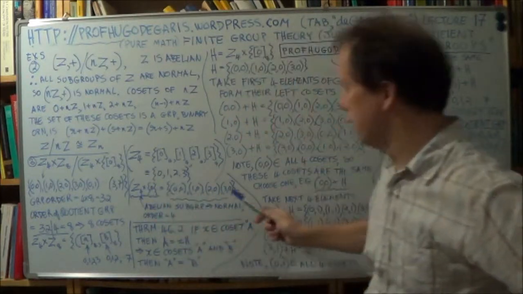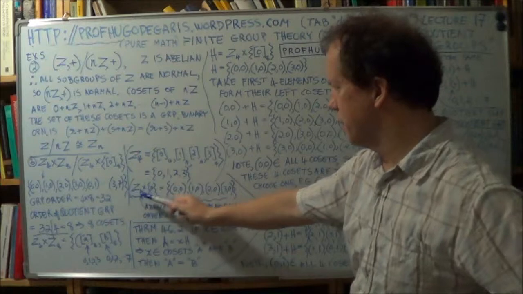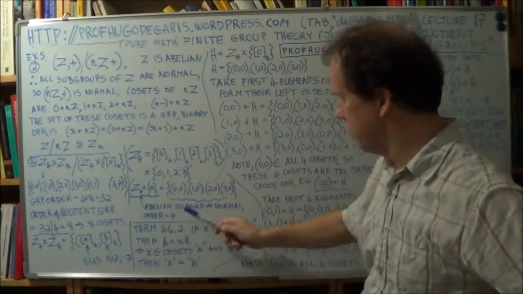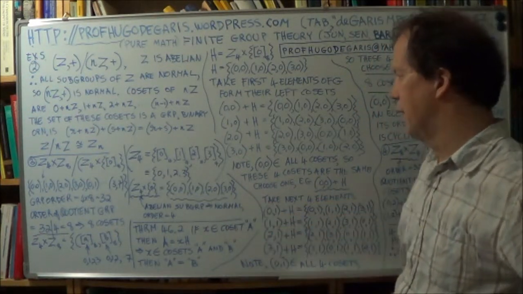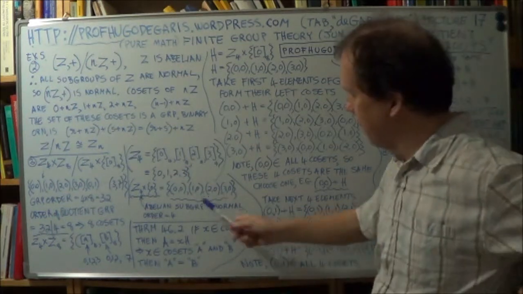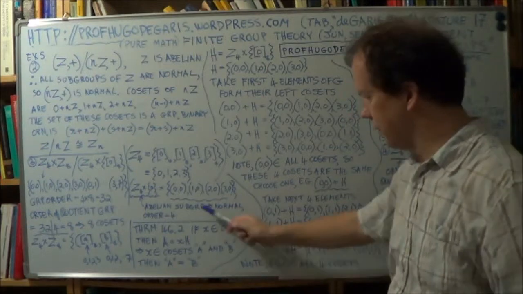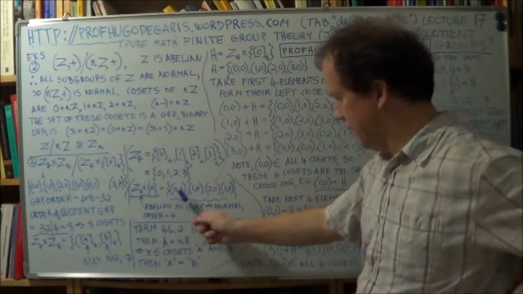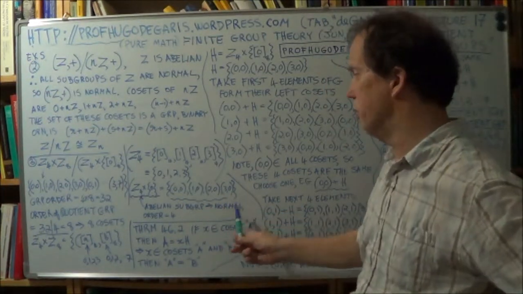Actually, I should have mentioned that. This is normal, but have a look at it. If you write it out in short, it's of this form, okay. And the binary operation between these elements is plus, and so you're just adding numbers effectively. And a plus b is the same as b plus a. So this is a group, and it's an abelian group, and therefore it's normal.